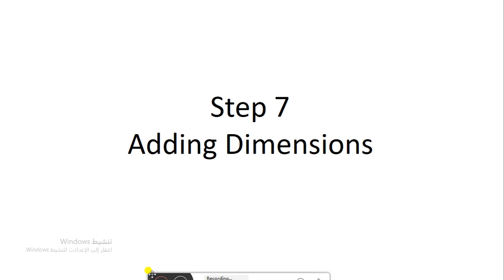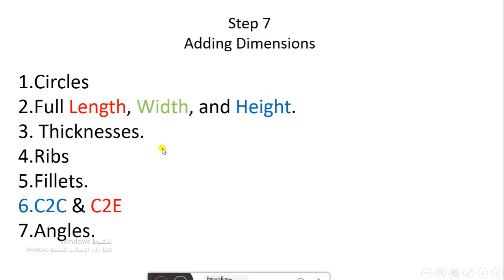Now the seventh step is how to add the dimensions. We have seven things that we have to add dimensions on them. We will go through them step by step. So what are the things that you have to add dimensions on them? The first one is the circles and curves.